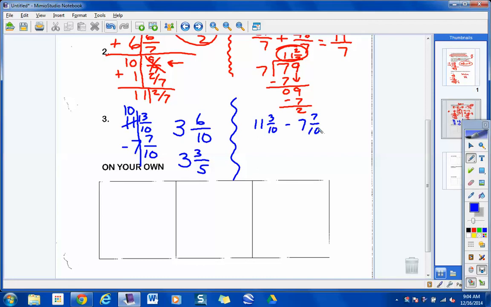What's 10 times 11, guys? Multiplying by 10, just throw a what on the end of 11? A 0, so 110, right? 110 plus the 3 up here would be? 113. 113 over 10 right here, right? What's my second fraction going to be, kiddos? 77 over 10.